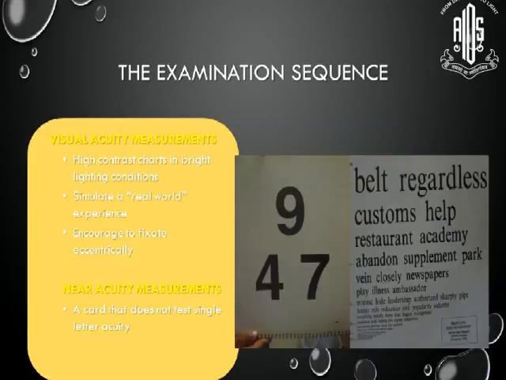The examination sequence: there are some gadgets, but the visual acuity in the long distance, the high contrast charts in bright lighting conditions, and try to simulate a real world experience. And the charts which are used, as per the books, the ETDRS chart is better than the normal Snellen chart we use. And for the near, a card is used for near testing, the Bailey-Lovie card. With that card, you can see what the near vision is.